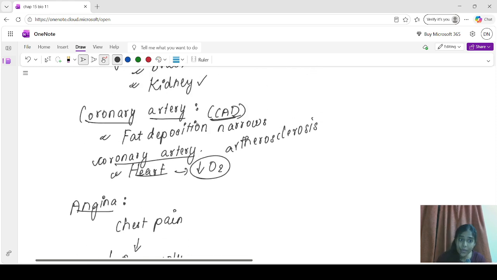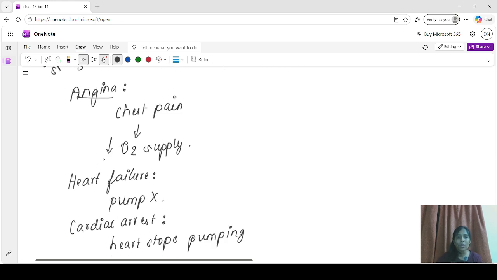And the major causes of this CAD are hypertension, diabetes, smoking, and stress, etcetera. Okay, and now what is angina? Angina pectoris. This is a severe chest pain caused due to the insufficient supply of oxygen.